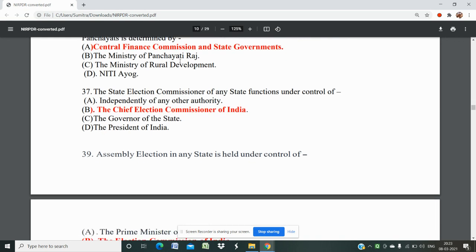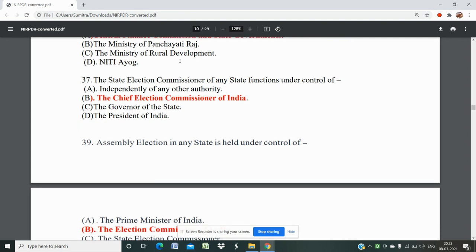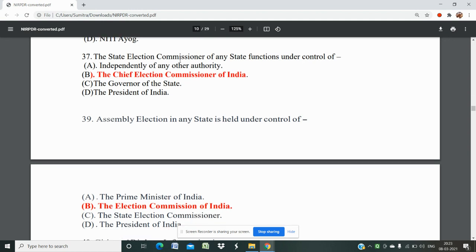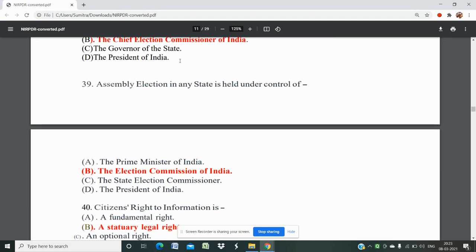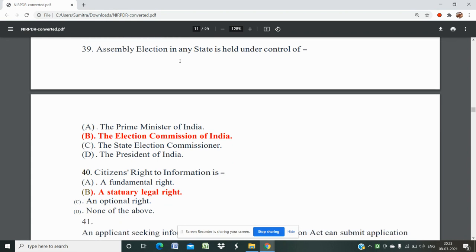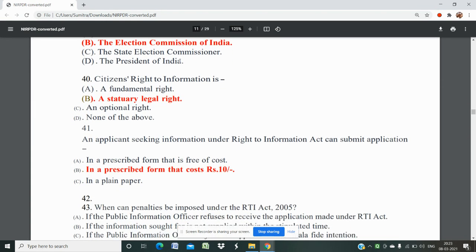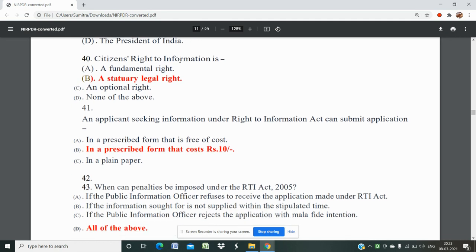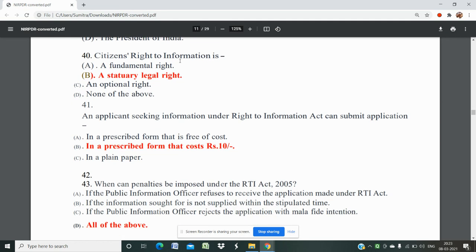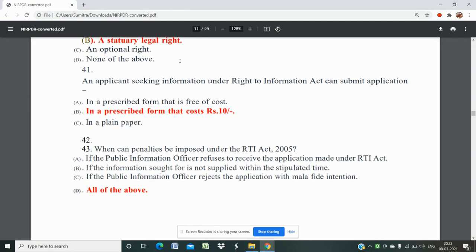Then 37. The State Election Commissioner of any state functions under the control of the Chief Election Commissioner of India. It's known by all of us, I think. Then one more question on the Election Commissioner. Yes, citizens' right to information. Whatever we discuss, the right to education, right to information, like fundamental rights, the basic rights related to it. Just read these questions. And right to information is also a very important right, which might be very vital for the gram panchayat level also.